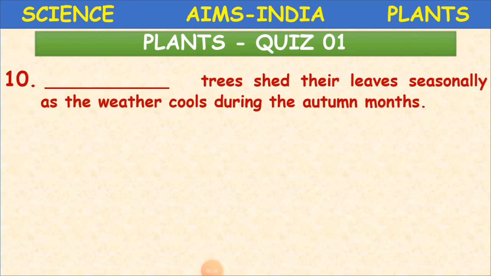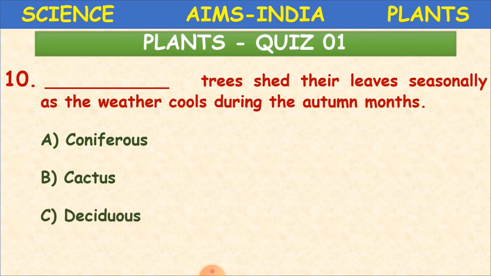Dash trees shed their leaves seasonally as the weather cools during the autumn months. So it is not in winters, it is in autumn months. These trees are going to shed their leaves. What are they? Coniferous, cactus, deciduous or duckweed. This answer is deciduous. Deciduous trees shed their leaves in the month of autumn, as I already said. Again, they'll get new leaves in the month of spring. Okay, children, clear?